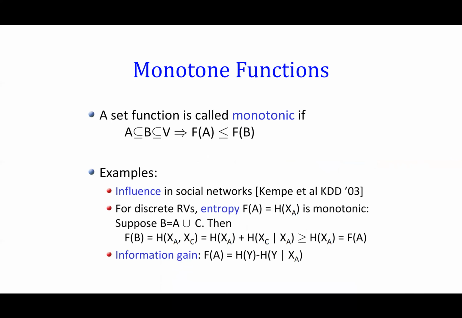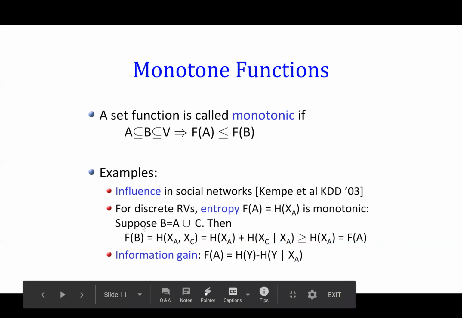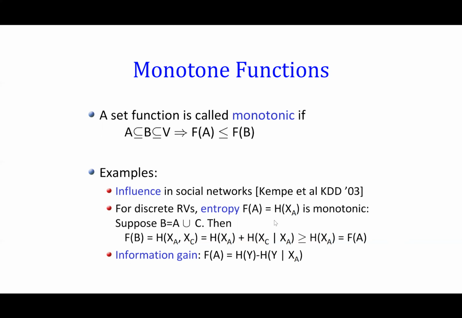Another notion is monotone functions. A set function is called monotone if, as the set grows, as you have larger and larger sets, the value increases. An example of a monotone function is entropy. For the second example here, you take the entropy of a set of random variables. We actually see entropy when we talk about information and submodularity, but it turns out that entropy as a function of a set of random variables is a monotone function as well.